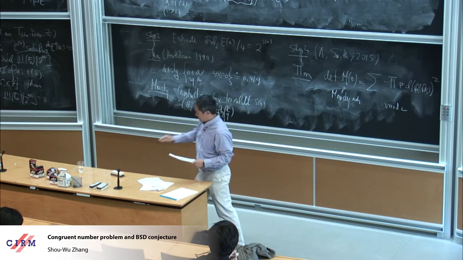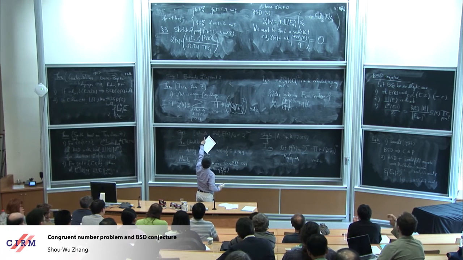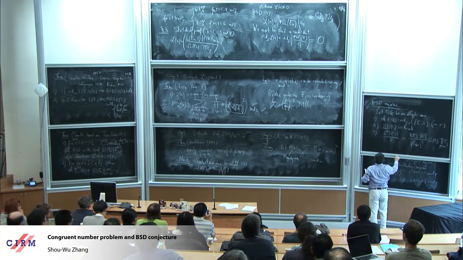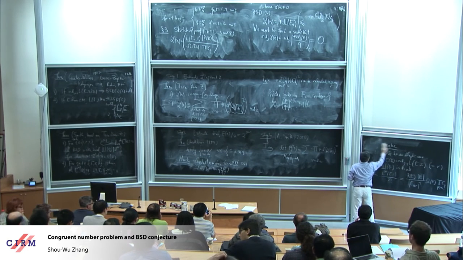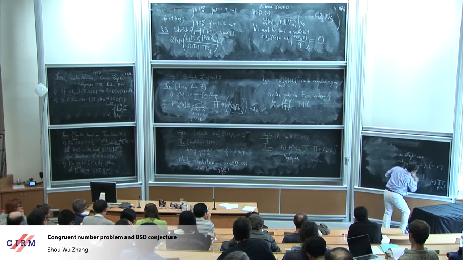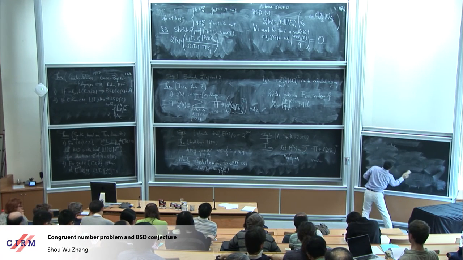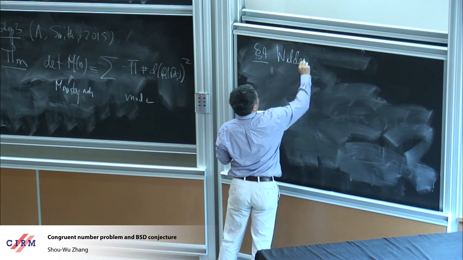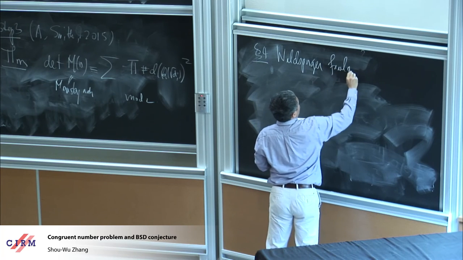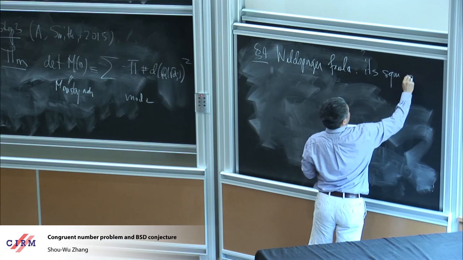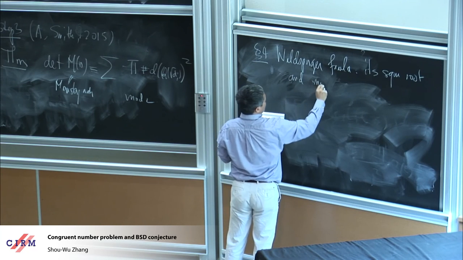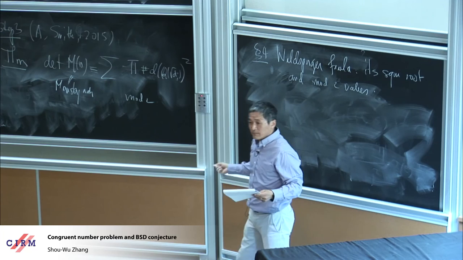So last one, what's left? I will explain the proof of the first part. That's something to do with this conference, the Waldspurger formula. How can I do this? I will compute some periods, and I use the period integral. The square root, and mod 2 values. So we need to start mod 2.